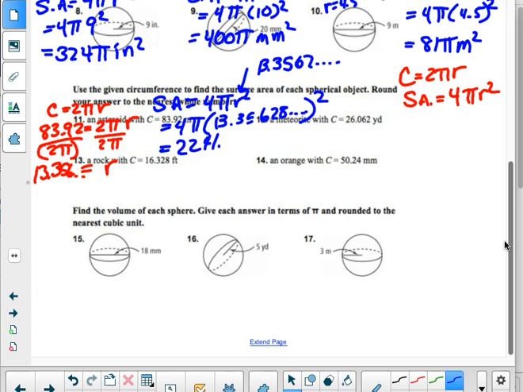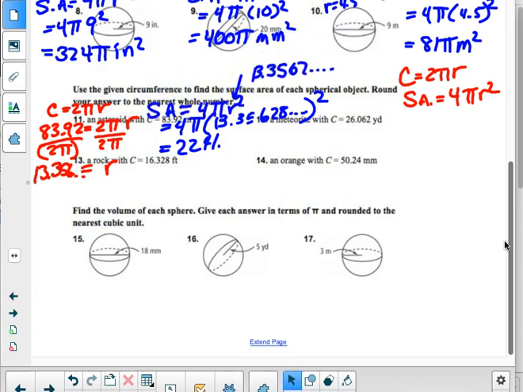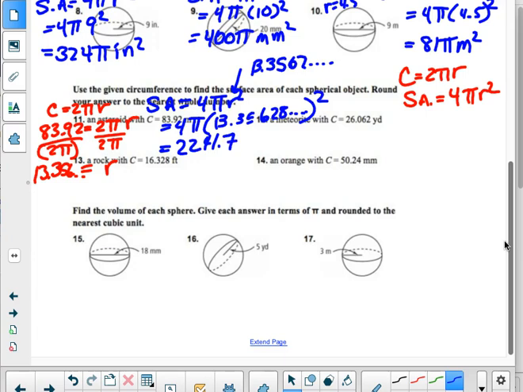2,241.7, and they say round to the nearest whole number. I think that says, yep, round to the nearest whole number. So 2,241.7 becomes 2,242 meters squared. Okay, so that's what I got.